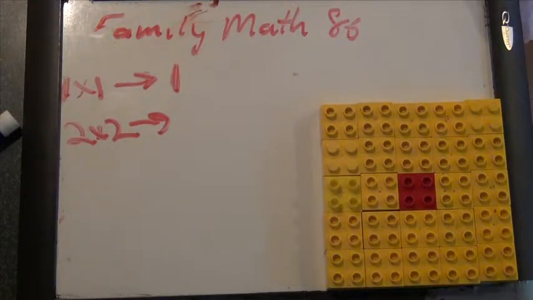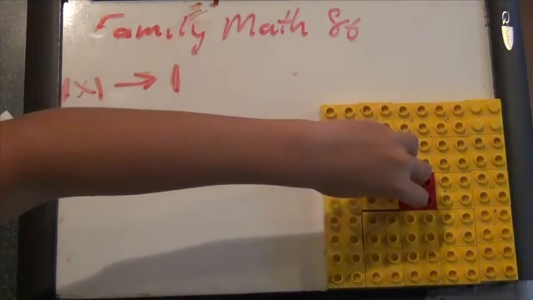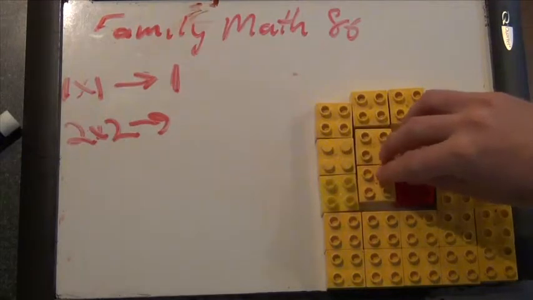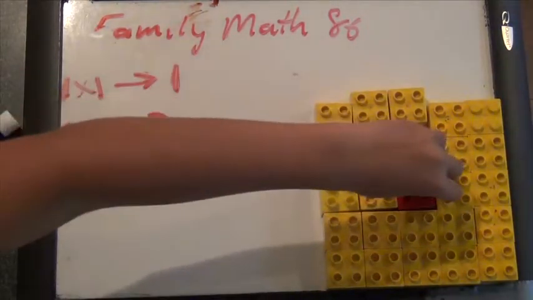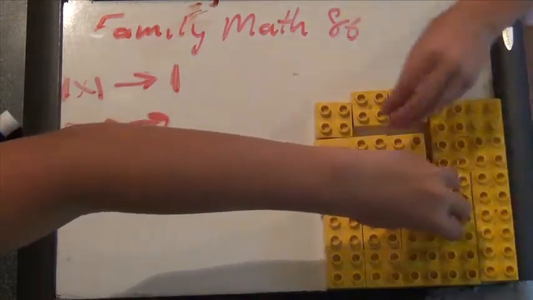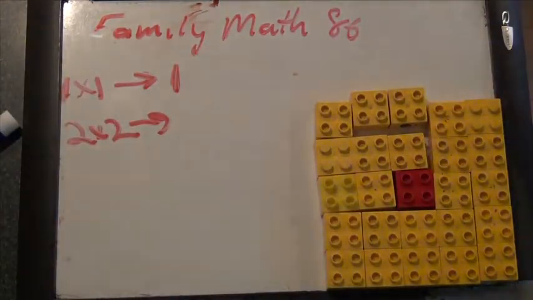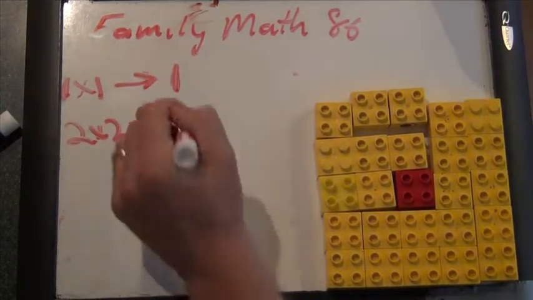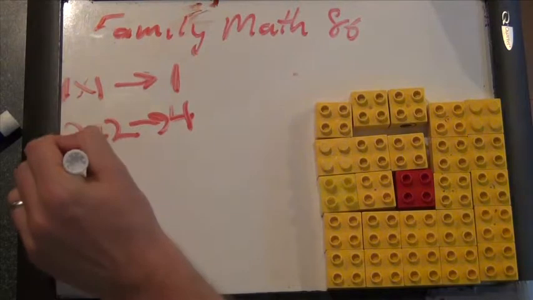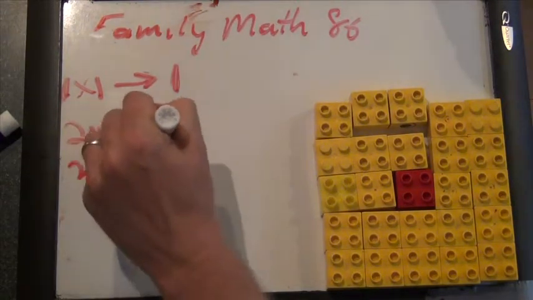Let's see if we can figure this out. Well, there's 1 here. Yep. Okay. 2 here. And then 3. And 4. Okay, so it looks like there's 4 2 by 2s. Then there might be nine 3 by 3.